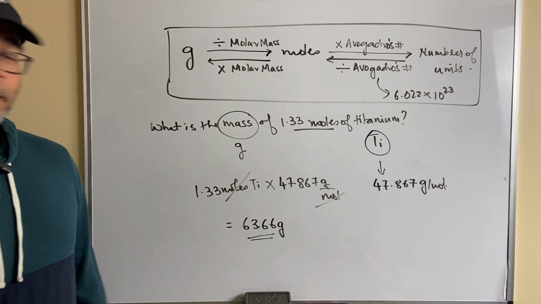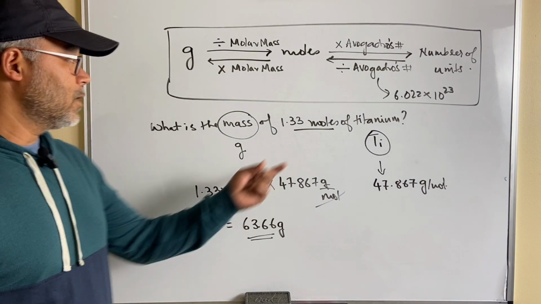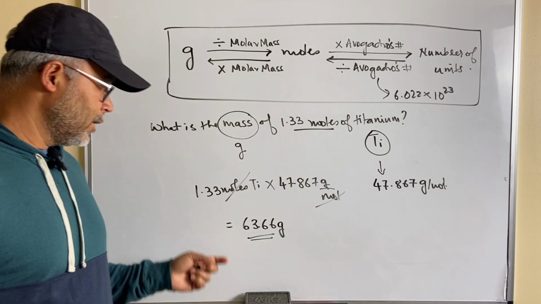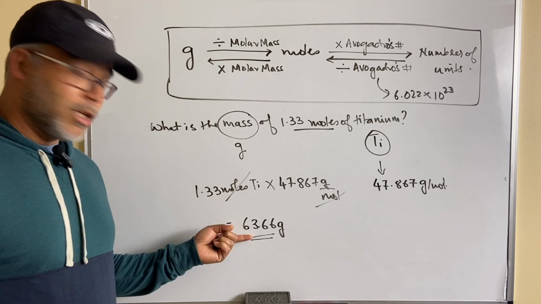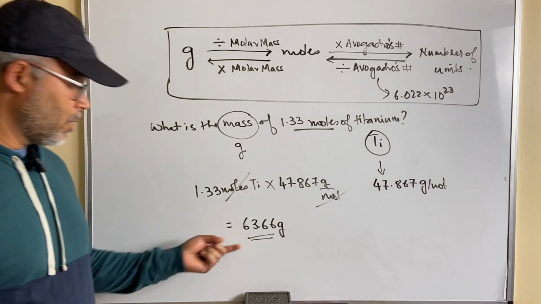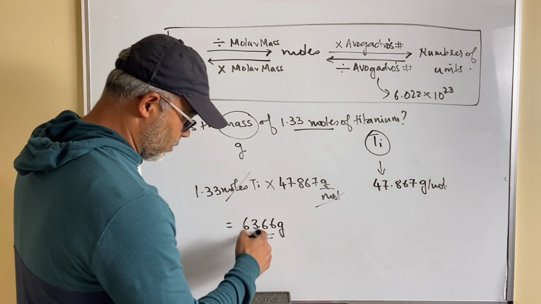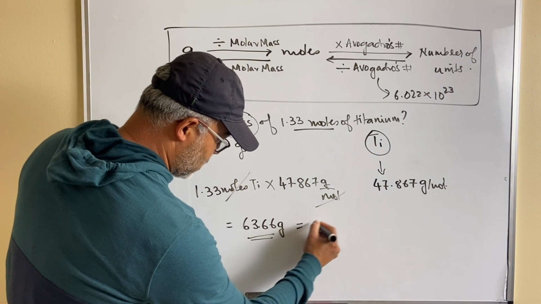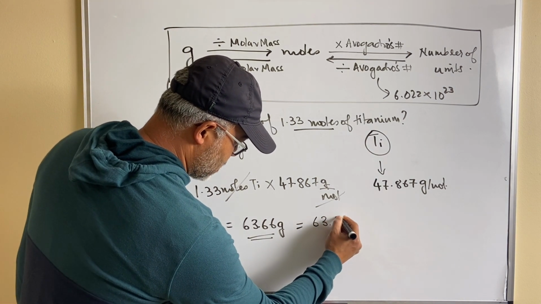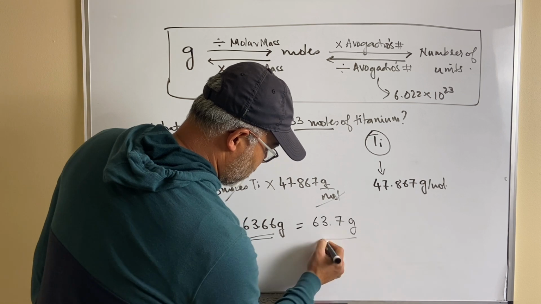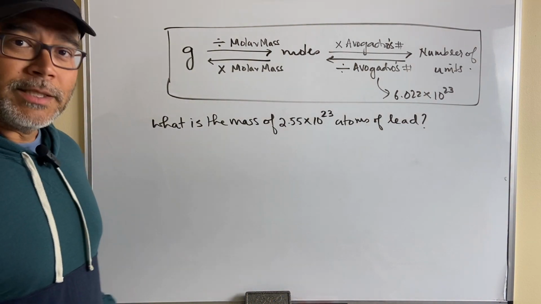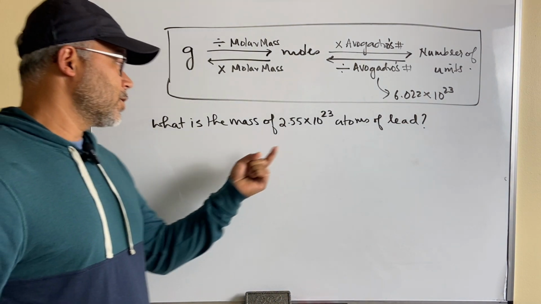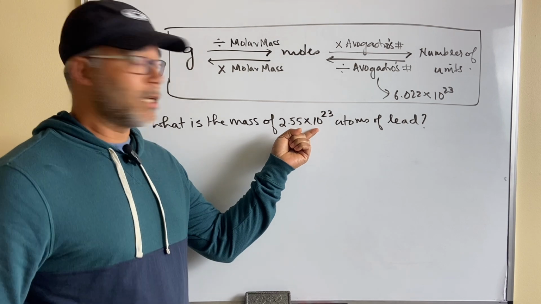grams. Okay. Check for significant figures out here. Since you were given 1.33, there's too many significant figures out here. You want to reduce that by 1, so we're going to round the 6 to 7. So the answer should be 63.7 grams.